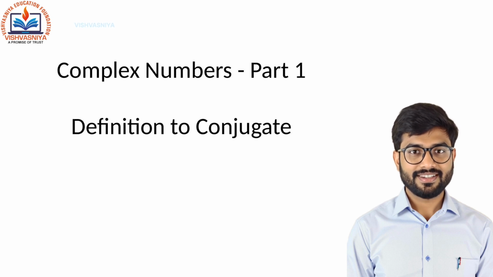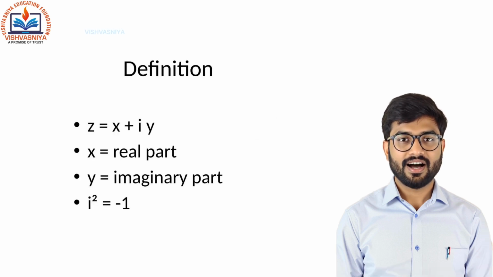This is part 1 where we will learn about the definition, equality, algebraic operations and the concept of conjugate. Let us start from the basics. A complex number is written as z equals x plus iy. Here, x is the real part, y is the imaginary part, and i is the imaginary unit with the property i squared equals minus 1.